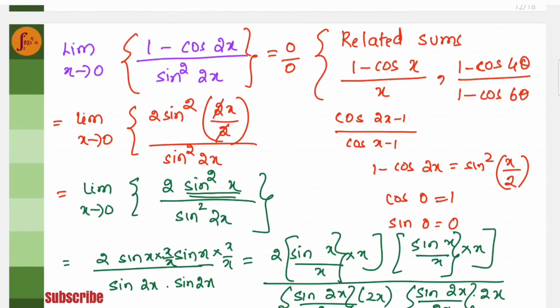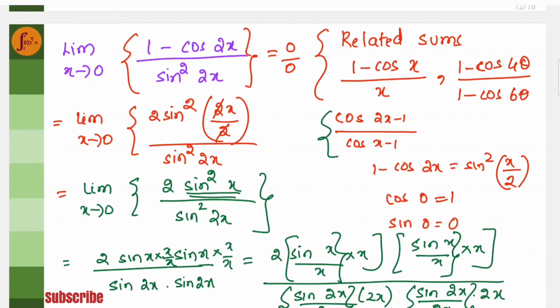There are related sums related to 1 minus cos 2x. So 1 minus cos x by x is one sum. Same approach. Substitute 1 minus cos x as 2 sin square x by 2. You should make it x by 2. Don't forget that. Similarly, if you have 1 minus cos 4 theta, this is going to be 2 sin square 4 theta by 2, right? So you have to put 4 theta by 2. Here you'll have to put 6 theta by 2.